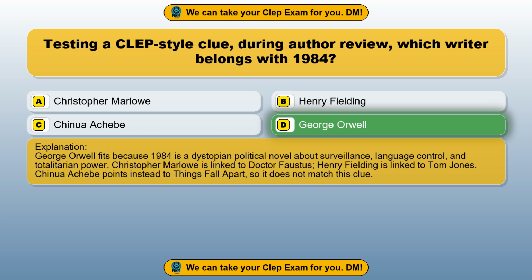George Orwell fits because 1984 is a dystopian political novel about surveillance, language control and totalitarian power. Christopher Marlowe is linked to Dr. Faustus, Henry Fielding is linked to Tom Jones. Chinua Achebe points instead to Things Fall Apart, so it does not match this clue.